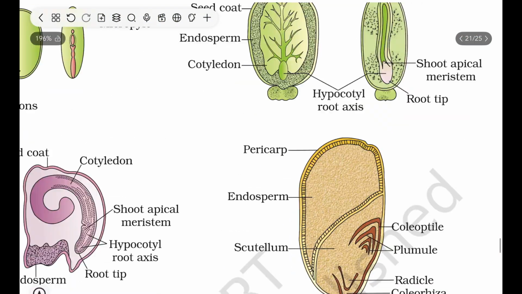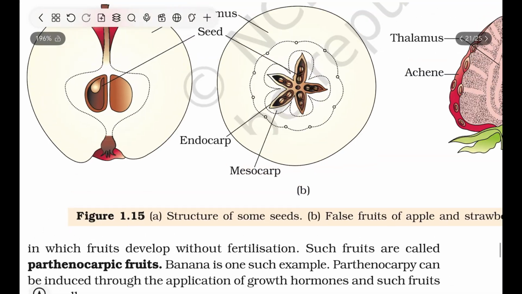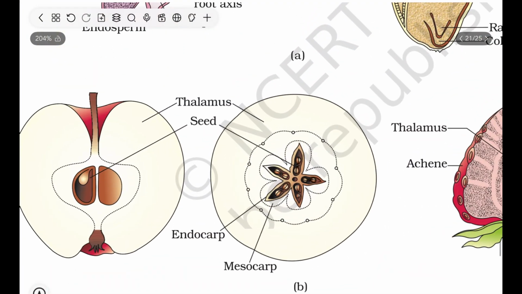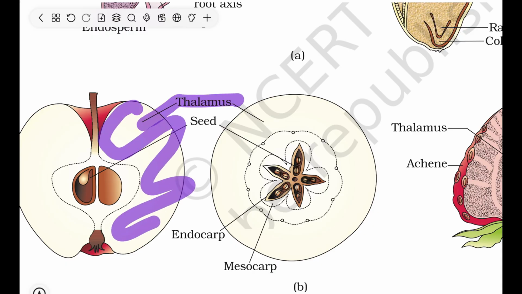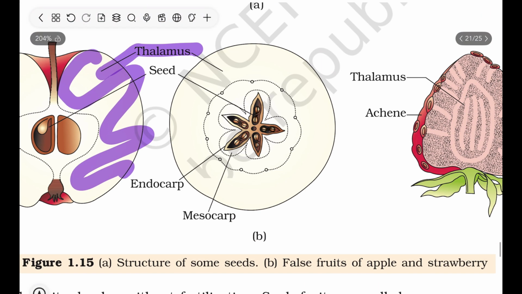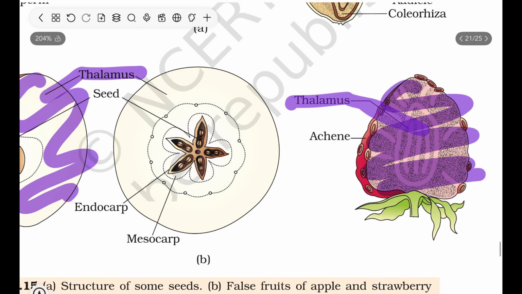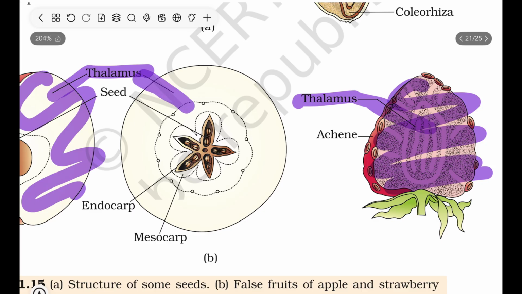There are a few species where this is different. We can also see here, this is the thalamus part, for example, in the apple, and this is the strawberry, that is also eatable, right? Thalamus part. In this fruit also, thalamus part.